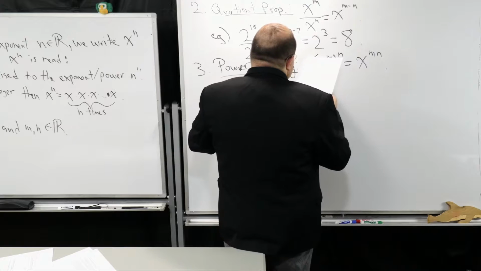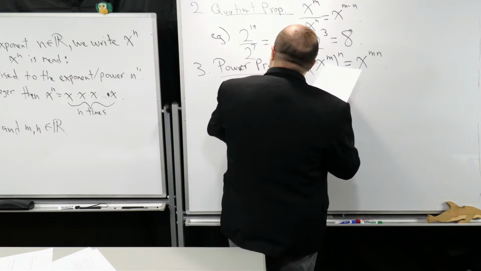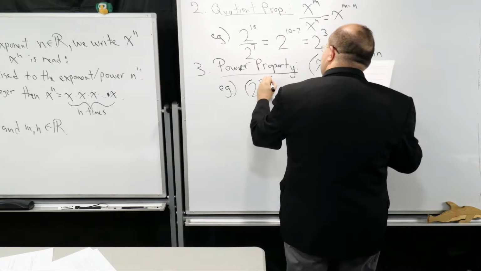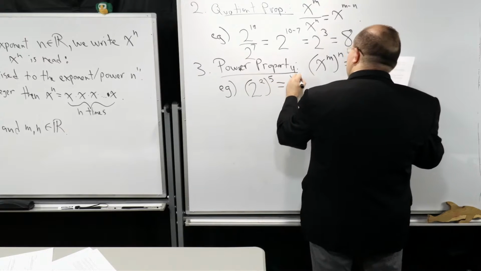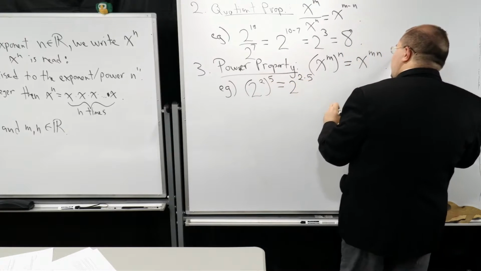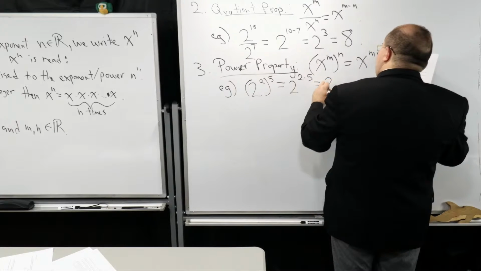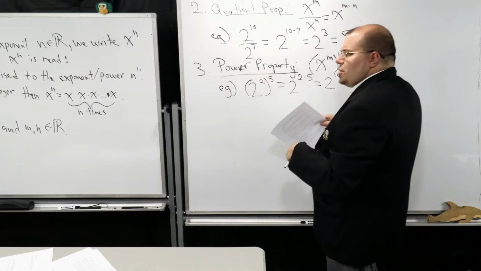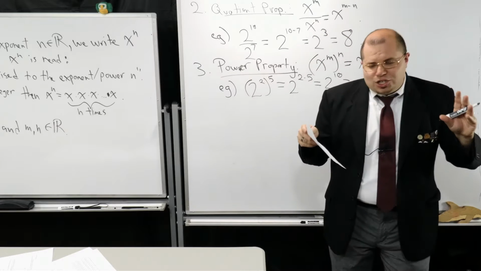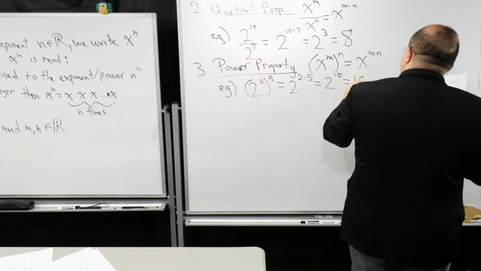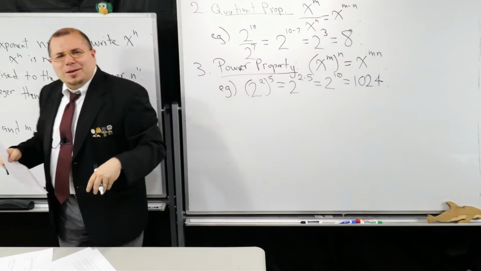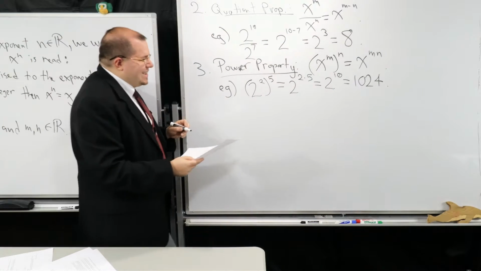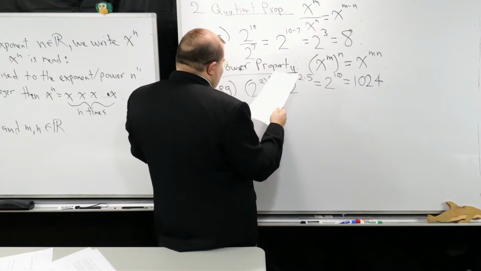So just as an example, if I have 2 squared raised to another power of 5, then this is 2 to the power of 2 times 5, which is 2 to the power of 10. Now for your pros that know all your powers of 2, I'm sure you just know that this is going to be 1024. Bam, bam. You see? I'm getting really excited here.